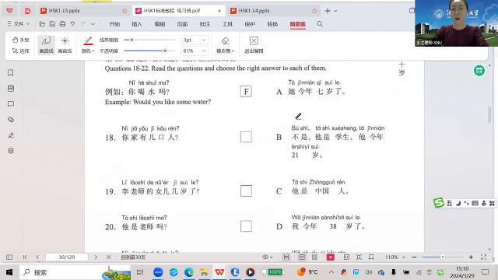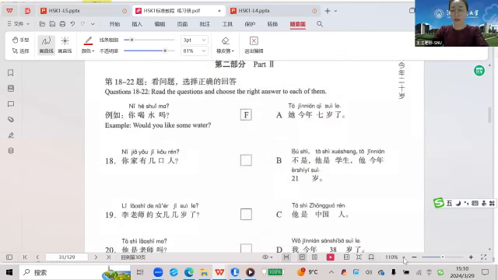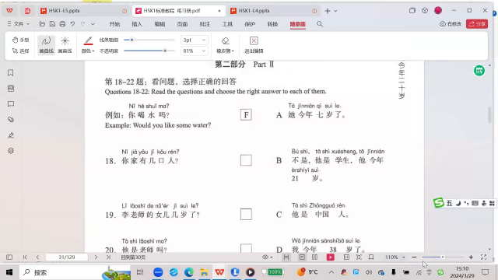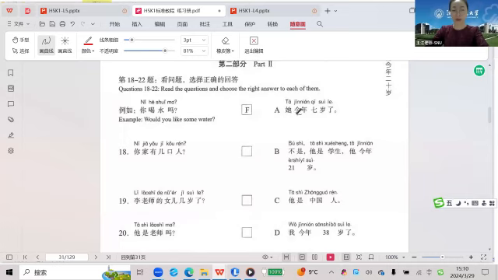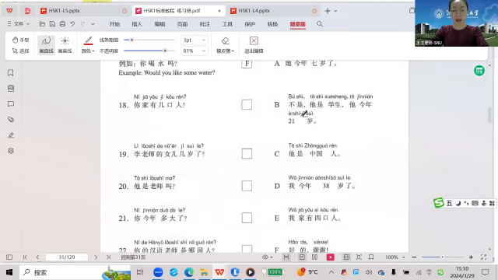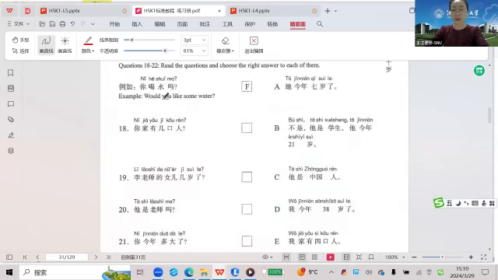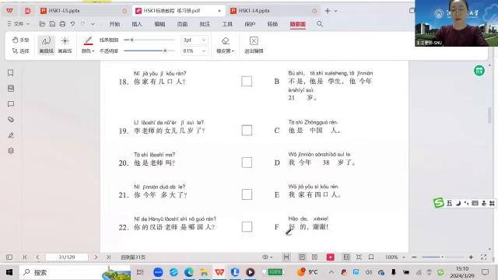Okay, let's go on. Please turn off your microphone if I didn't ask you to speak in the class. Let's go on to do this part. Read the questions and choose one of the answers for each question. For example, 你喝水吗？Would you like some water? And the answer is 好的，谢谢, F.